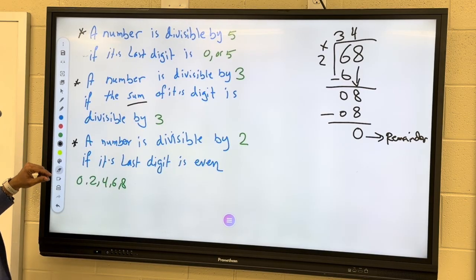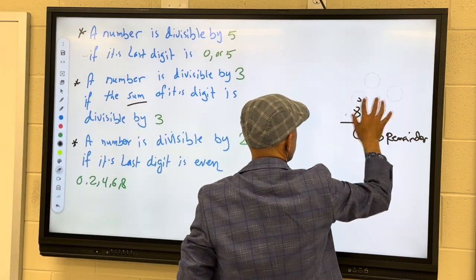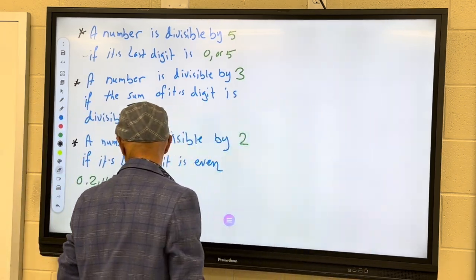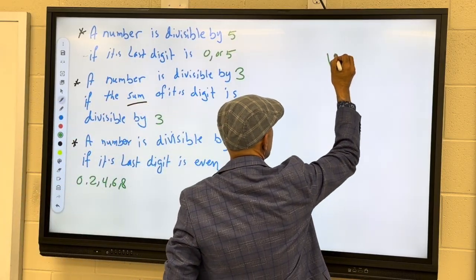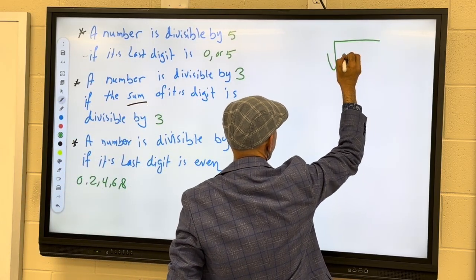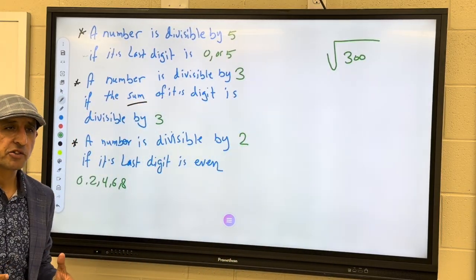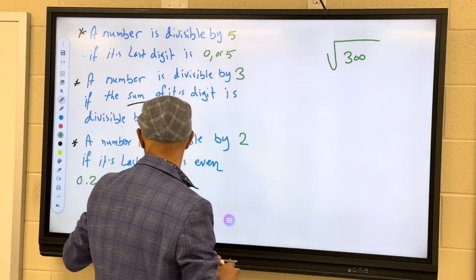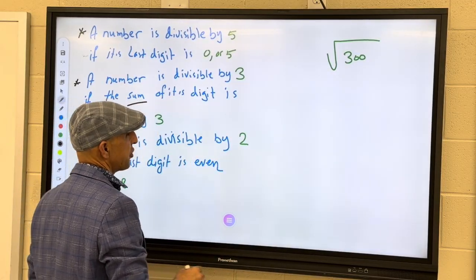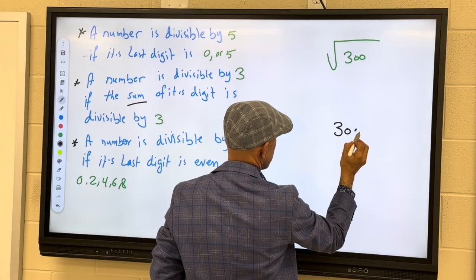Remember all these examples. Based on that, we can go now to the main topic for this lesson. Let's talk about, for example, the square root of 300. If we are talking about the square root of 300, now let's factor the 300. To factor the 300, we need to start with 300 as follows.